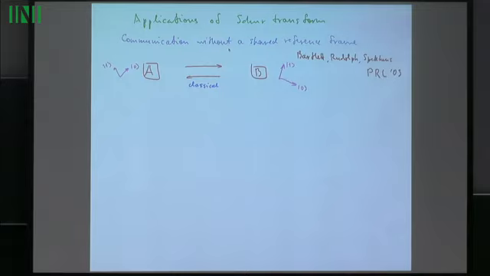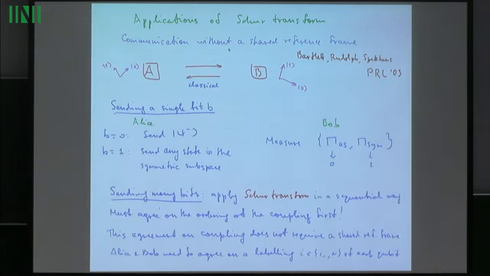Can Alice send 0 or 1, a classical bit, using a single qubit to Bob reliably, perfectly? And the answer is no, as it turns out. But when Alice is allowed to send 2 qubits, she can do it. The actual protocol is pretty simple.